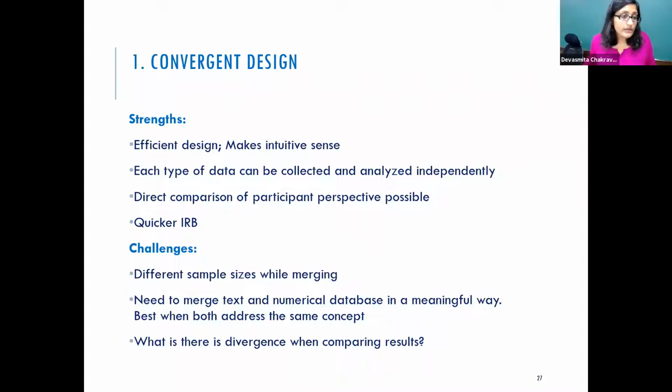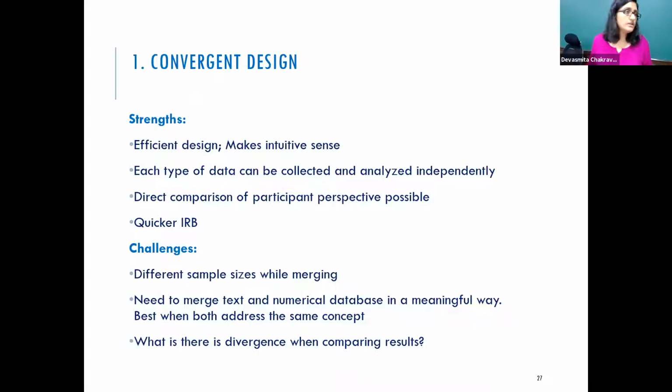So you get a quicker IRB. Why? Because in IRB, you have to describe what you are doing in the study. Now, in a sequential design, you don't know what your second phase would be. It depends on the findings from the first phase, which is why you have to do 2 IRBs. Whereas here, you can directly tell them what you are going to do in each phase. Makes sense, right? That is why you have a quicker IRB.